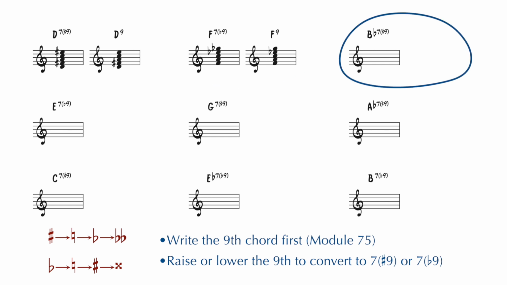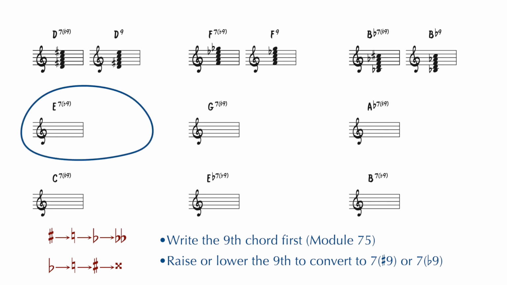Number 3, B flat 7 sharp 9. First write a B flat 9 chord. That's going to be B flat, D, F, A flat, and C. This is a sharp 9 chord, so we're going to raise the ninth. The ninth is C, becomes C sharp. And now we have B flat, D, F, A flat, C sharp, B flat 7 sharp 9.